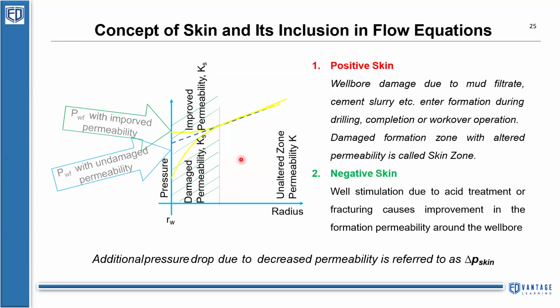In negative skin, your actual response of pressure is increasing because there is an improved permeability. Well stimulation due to acid treatment or fracturing causes improvement in the formation permeability around the wellbore. So this additional pressure drop due to the decreased permeability is referred to as delta P skin. That is to be included in the actual transport equation or the transient flow equation.